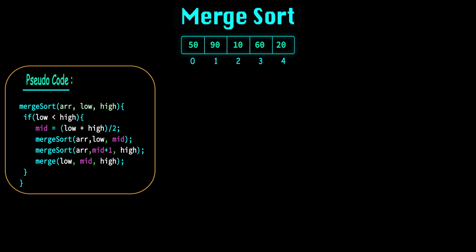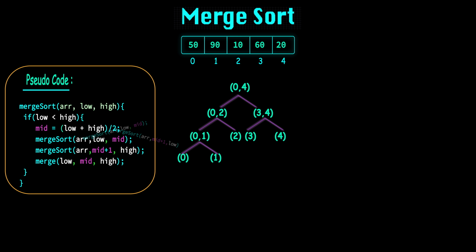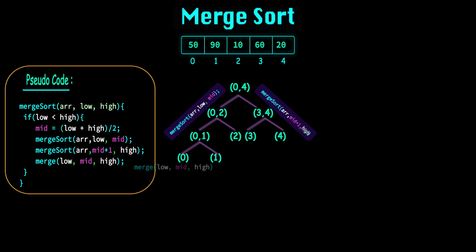Let's take one more sample input array with different values. I'm taking the example once more to visualize the array with indexes. From the example, the array's low is 0 and high is 4, right? If we trace this recursive call on these indexes, this is how it is divided. You can see merge sort left and merge sort right. Finally, when they reach a single element each, that is 0, 1, 2, 3 and 4, we need to merge them back using a merge function.